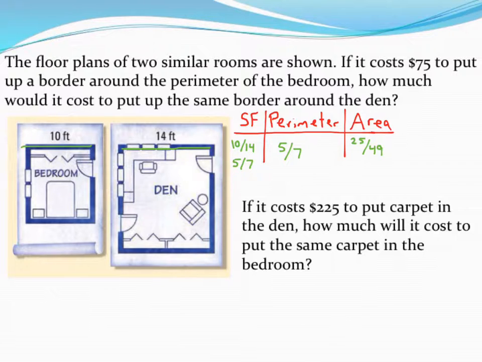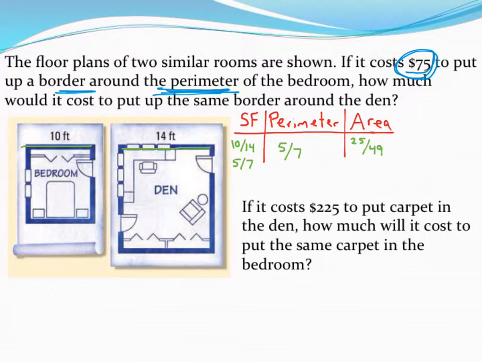The first question says, I'm putting up a border, and they've made this very clear. I'm putting this border, like wallpaper border, around the perimeter of the room. It's $75 to put it up in the bedroom, the smaller room. I want to know how much it will be to put up around the den. Well, since it's $75 for that small room, I know the bigger room is going to be a little bit larger. So the reason I made this chart is I need to make sure that I pick the right ratio to use in my proportion.